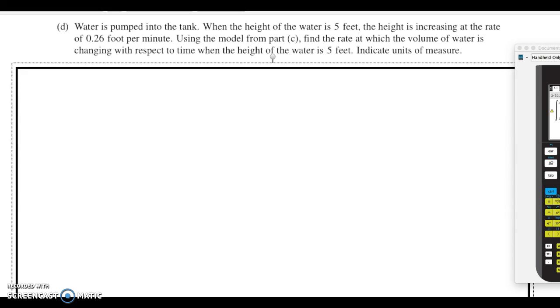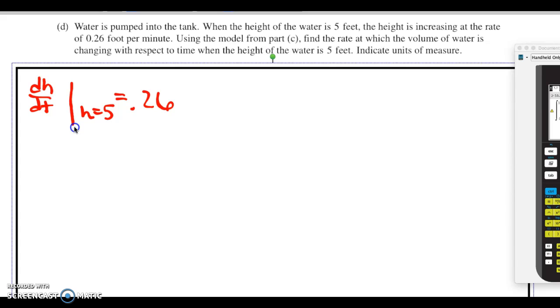So let's take a look at what's going on here. Water is pumped into the tank. I've got a when thing, so I'll write this down. When the height of the water is 5 feet, the height is increasing at a rate of 0.26 feet per minute. So dh/dt, when h equals 5, equals 0.26. Using the model from part C, find the rate at which the volume of water is changing with respect to time when the height of the water is 5 feet, and indicate units of measure.